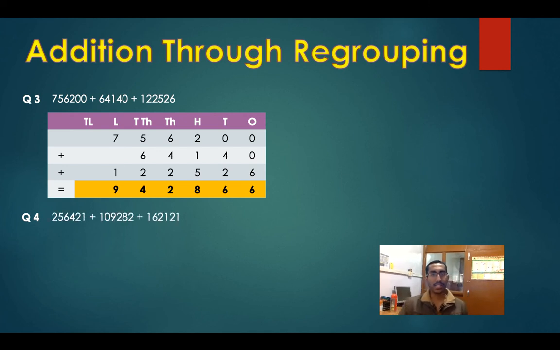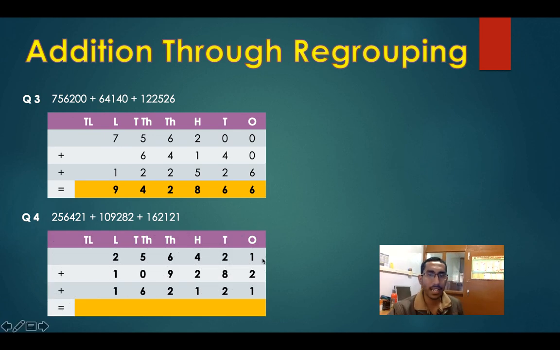The question is 2,56,421 plus 1,09,282 plus 1,62,121. Now as I can see, all of them belong to the lakhs place. So all the digits are going to be arranged in the same manner in the place value table. I want you to do this by yourselves again. So quickly pause the video here. And now let's look at the solution.